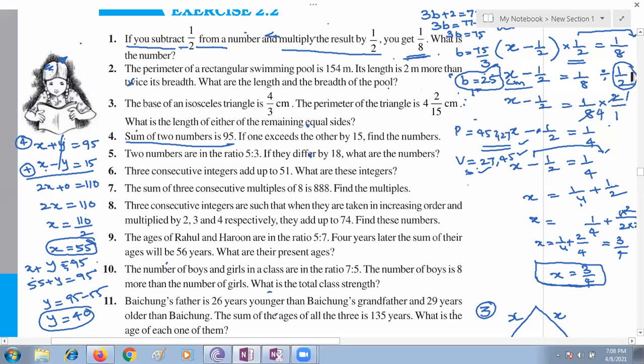Good. If you see those numbers, if you simplify them, you will get the ratio 5:3 again. You can just see it with the 9 table, it will go. 45 and 27 are the numbers.